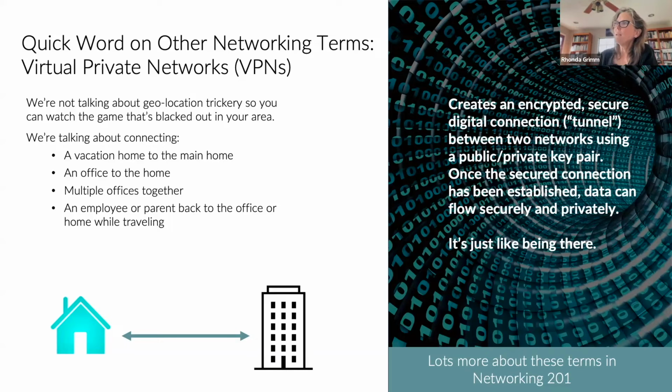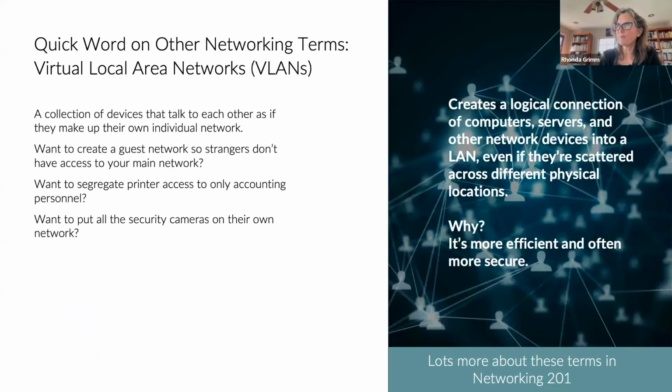Basically, a VPN creates a secure tunnel between two networks. And they have a public key and a private key, so basically they're exchanging secrets. Once the secured connection has been established, data can flow securely and privately. One of my buddies used to say it's like taking a long, long Ethernet cable from your office building and connecting it to your home. We talk a lot more about these kinds of terms in Networking 201.